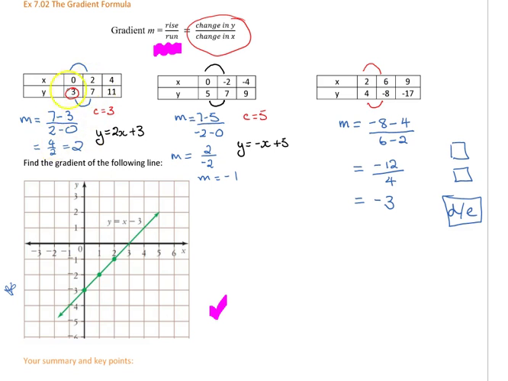Now, from this table, the gradient was a positive gradient. It was 2, a negative gradient, and a negative gradient. That's not that easy to see when the data's given in a table. Once we do our calculations, we can see whether the gradient is positive or negative.